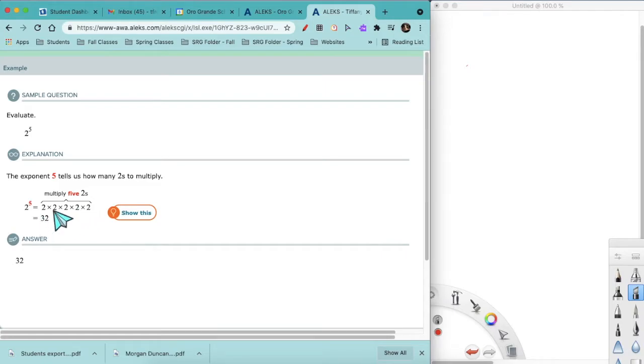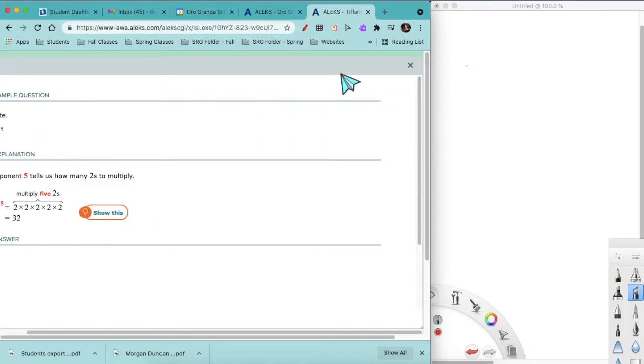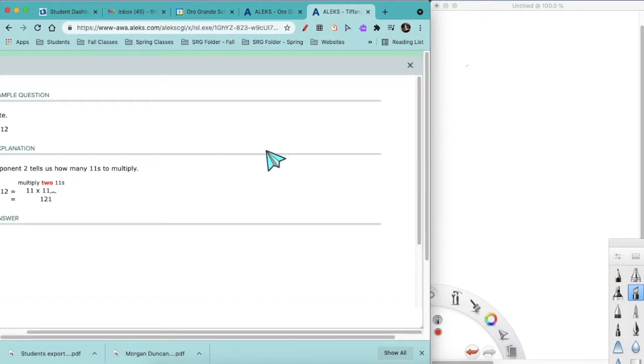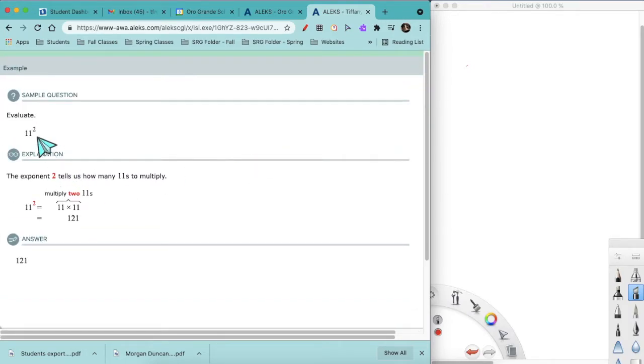That's a big mistake I see students make with powers when we're looking at these, is they just automatically go, 2 times 5 is 10. Nope, this means 2 5 times. Sounds very similar, but it means something completely different. Okay, and if you want another example, you can always click on it. It will give you another example. So here we have 11 squared, so this means 11 2 times. 11 times 11 is 121, not 22. So be very careful about our powers here.